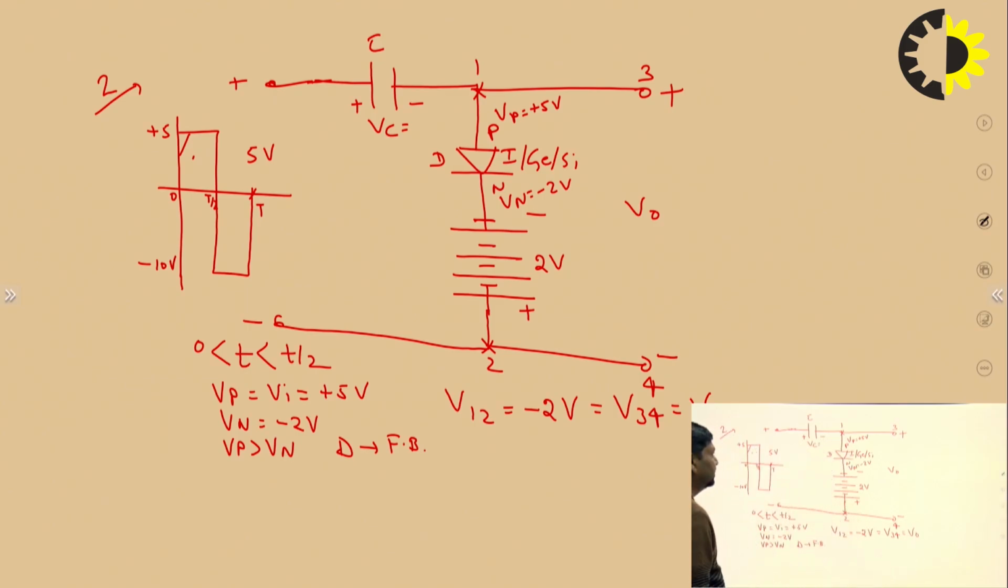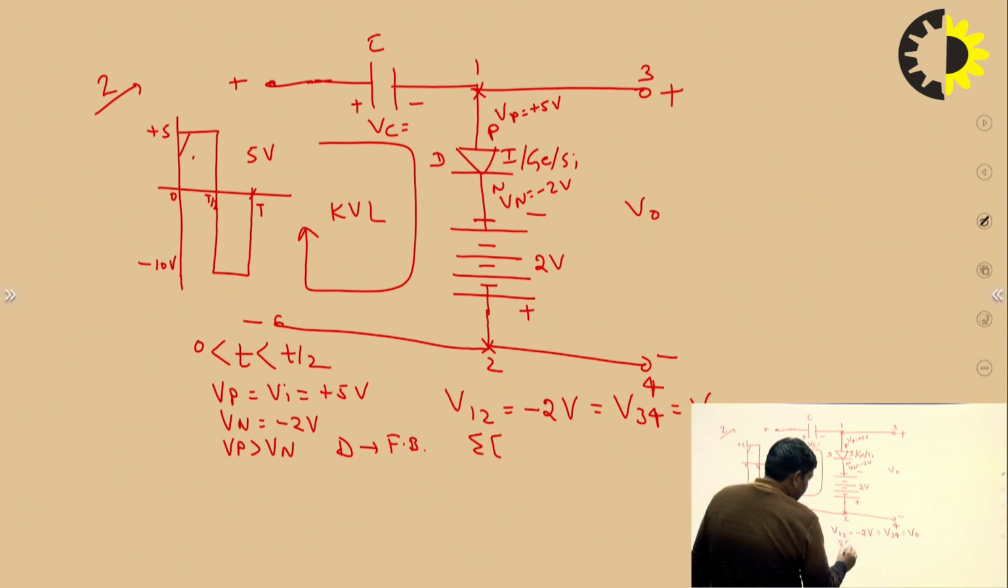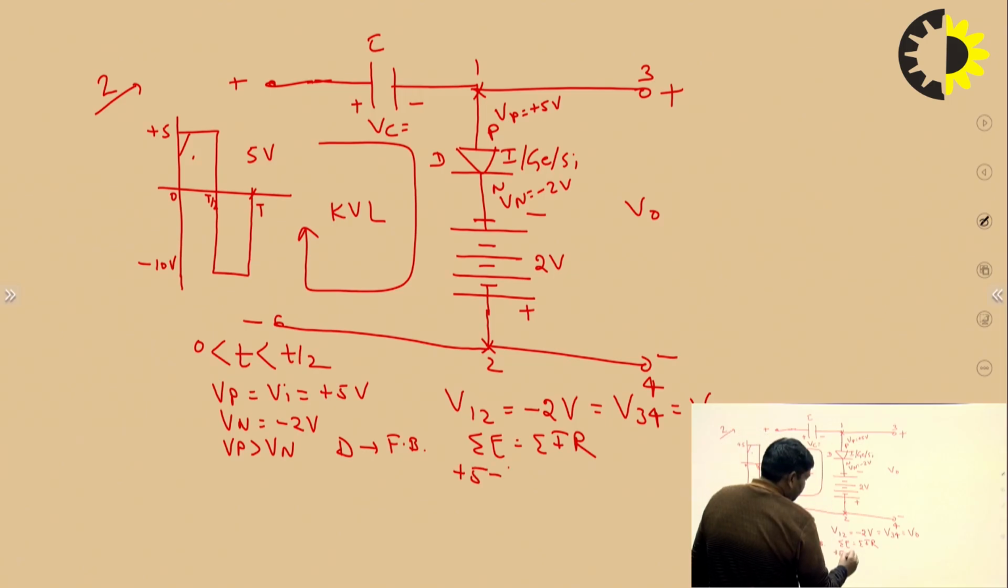And then we find the capacitor voltage. We apply KVL in that particular loop: summation E is equal to summation IR. So what is the summation E? Minus 2 plus 5 volt and plus 2 minus the capacitor voltage. We want to find how much the capacitor voltage is charged in that particular scenario.